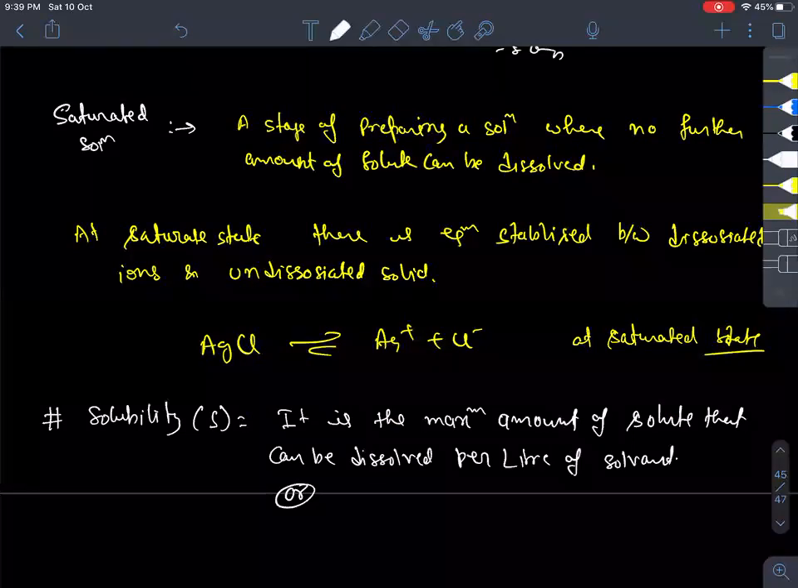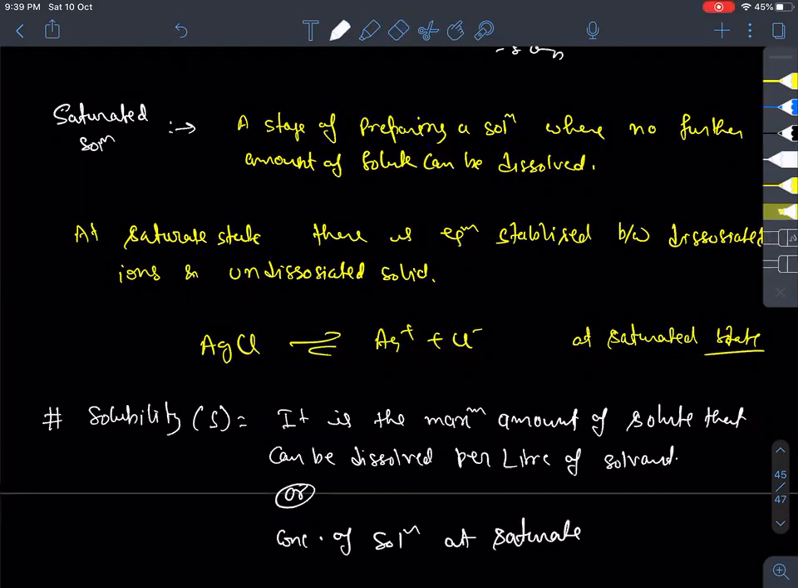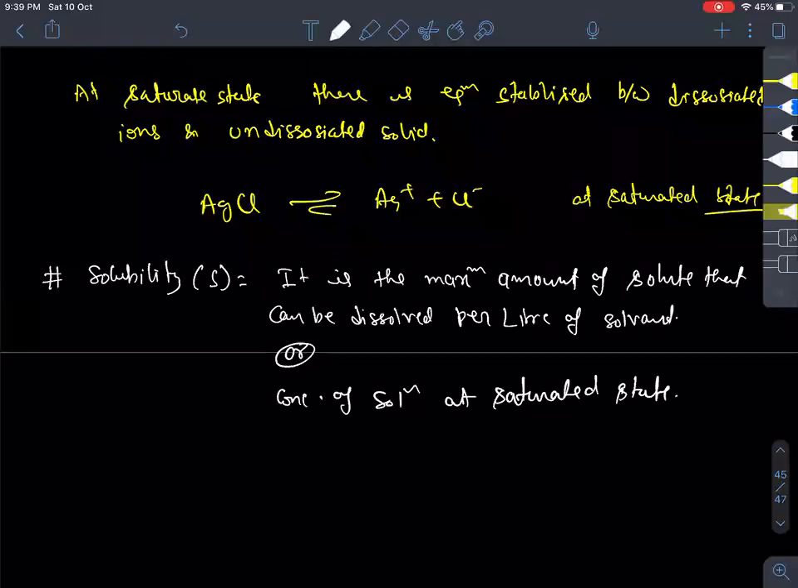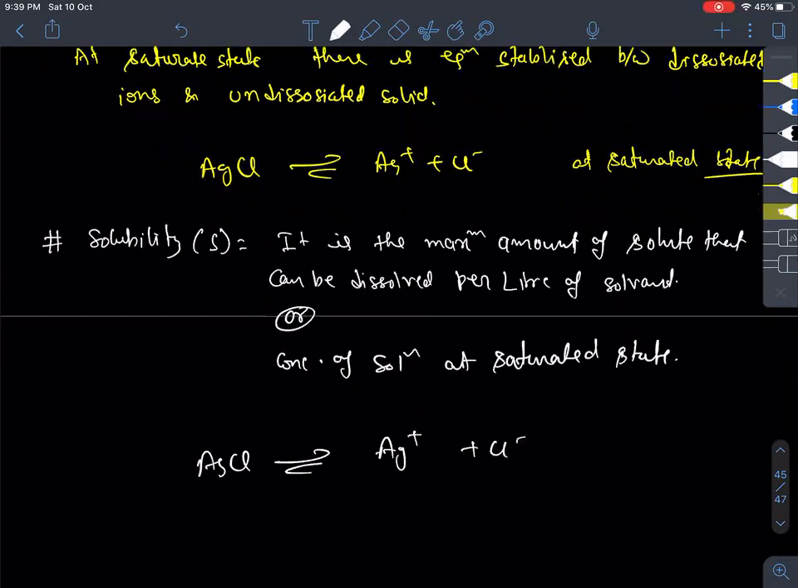achieved, or the concentration of solute at, obviously, concentration of solute means what? Concentration of solution, right? Solution at saturated state. So if I'm saying the solubility of AgCl is X or Y or Z, anything you can take, generally it is represented by the symbol S.